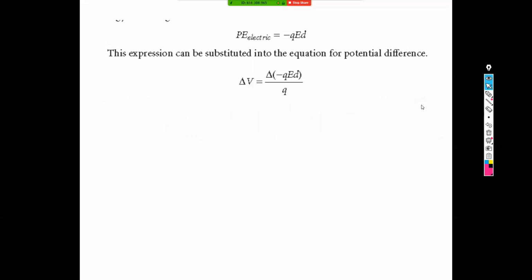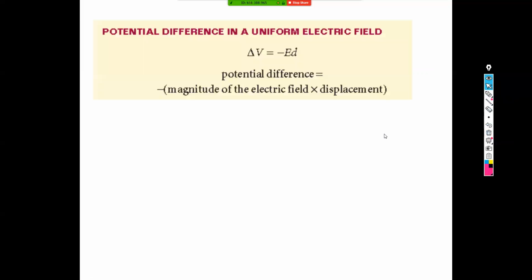All right, some substitutions here. Just want to show you where some of these can come into play. So your electric potential energy is negative QEd. If I sub that into that equation that I just showed you, now notice what can cancel: your Q's. And you end up with this. You end up with another form of the potential difference, and this one's pretty useful as well.